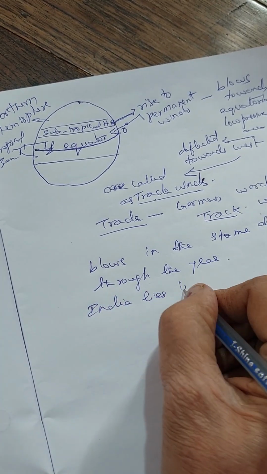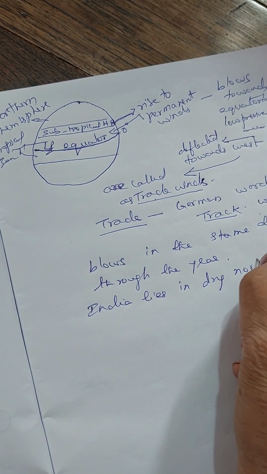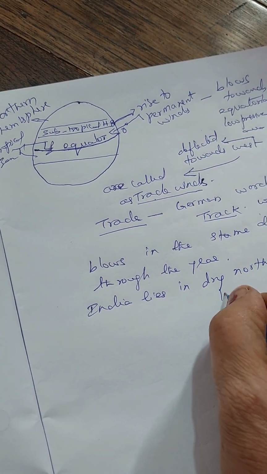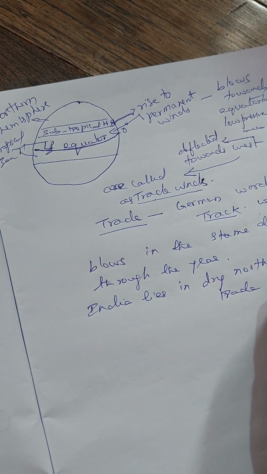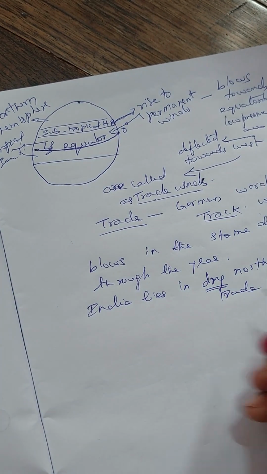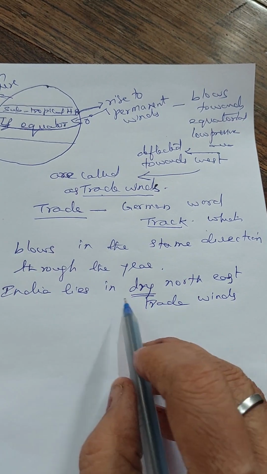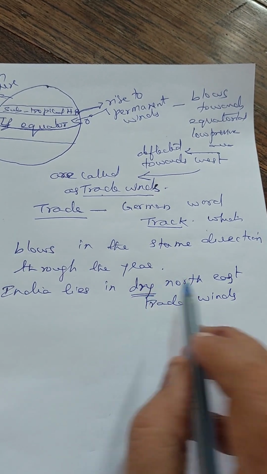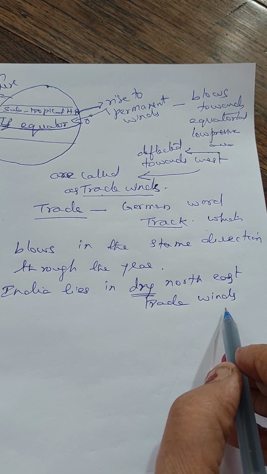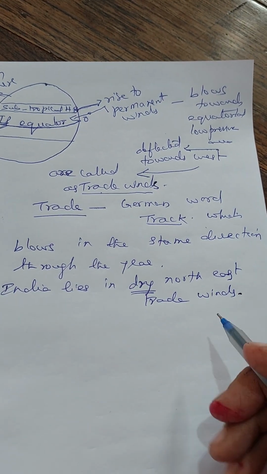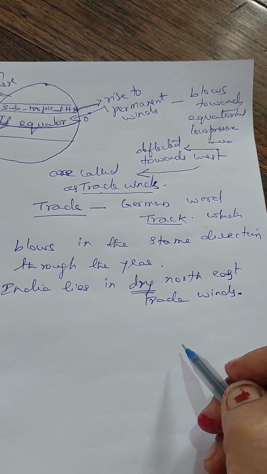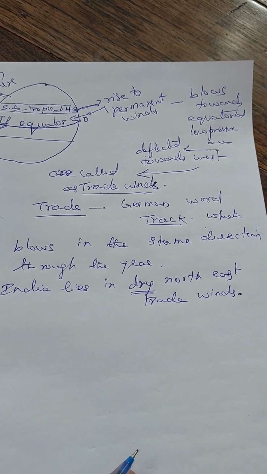India lies in the dry northeast trade winds, children. As India is lying on the east side, it is the northeast trade winds. It is called dry because the wind is blowing on the land surface, not on the water bodies. That's why India lies in the dry northeast trade winds. So this also influences the climate of a place. That's how all these factors influence the climate of a place.